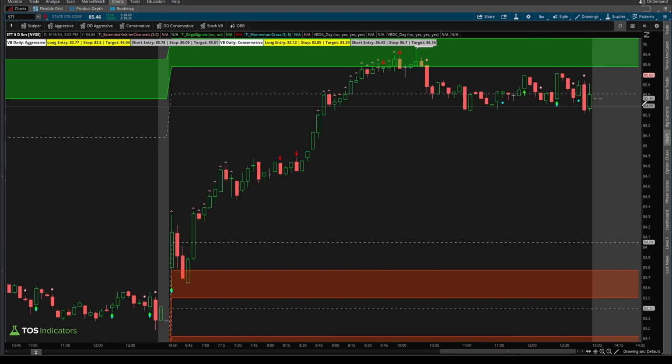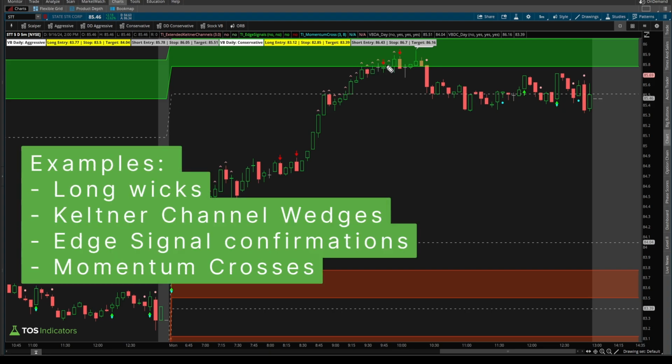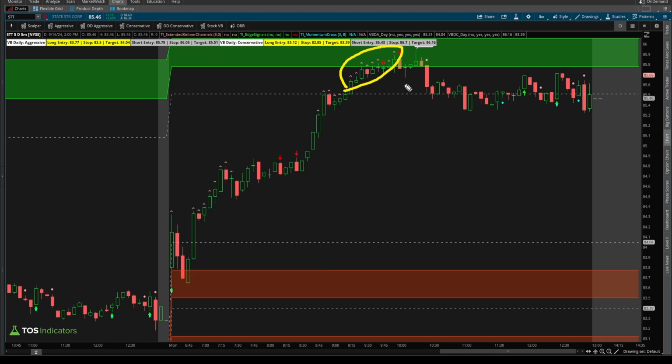Now you can come into something like a 5-minute time frame chart and start to see signs of buyers starting to exhaust. Some of those examples would be long uptail wicks. In terms of technical indicators, we like to see these Keltner channel wedges that tell you price is outside of the 3.0 Keltner channels, likely to revert. So that's another clue or a hint. You had 1 and 2 edge signal confirmations. That's these red arrows telling you that you're officially now in overbought territory, looking for sellers to step in.